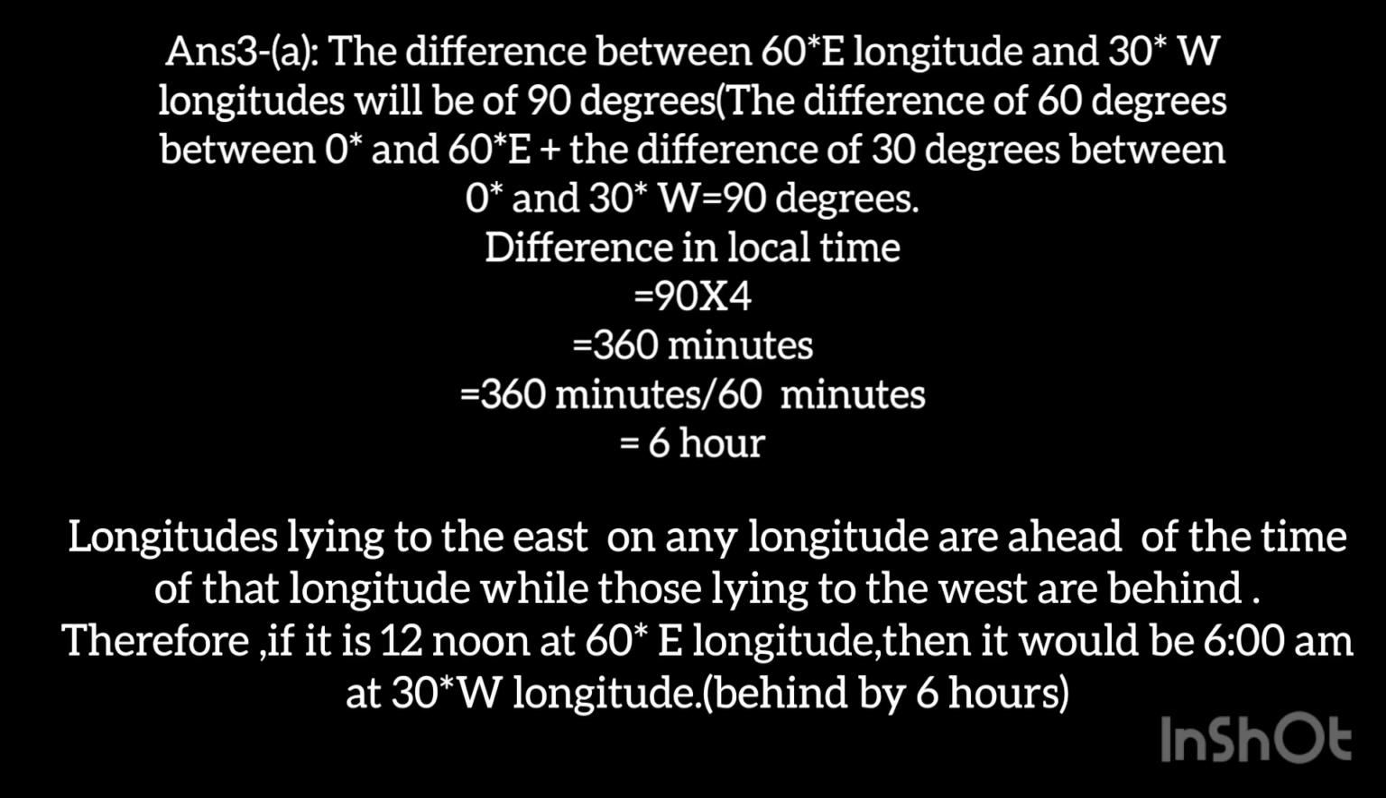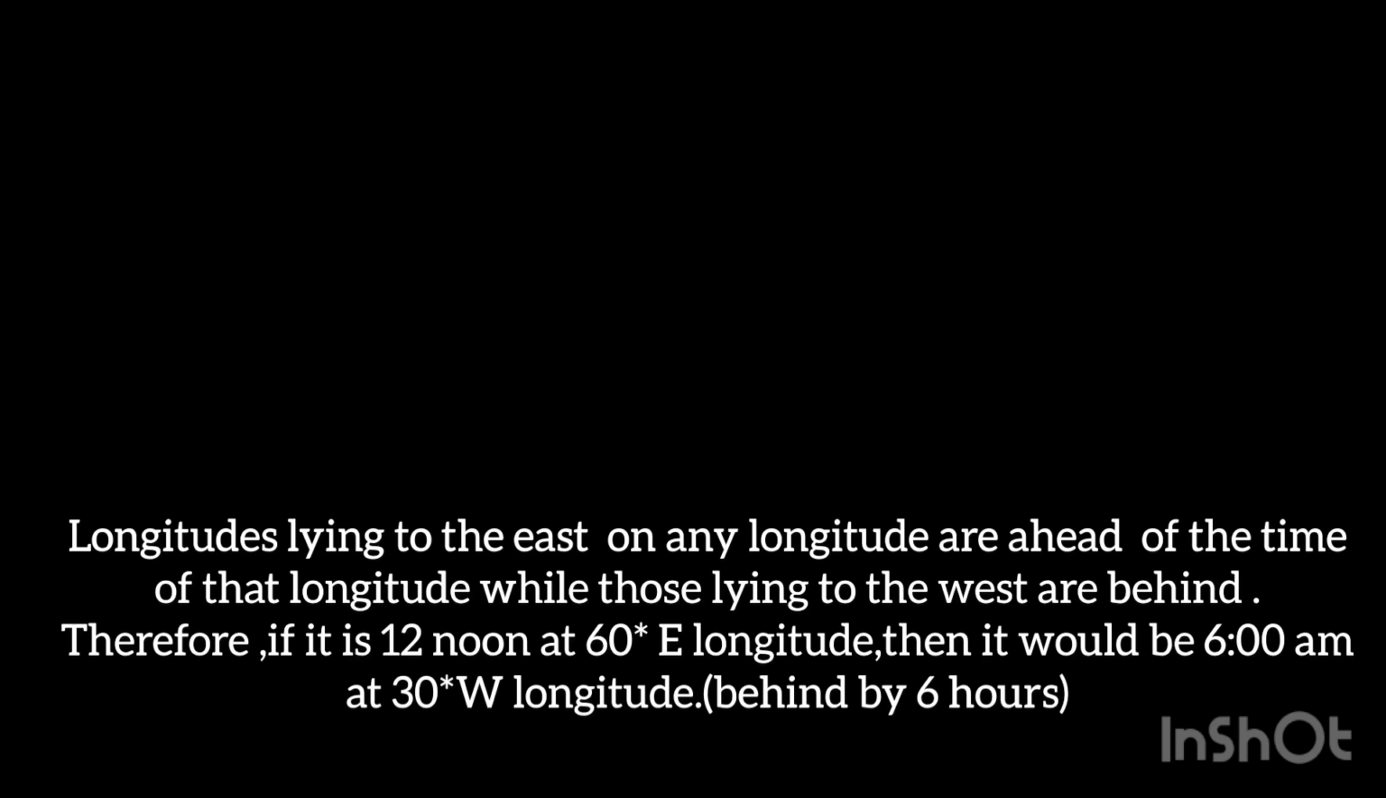Longitudes lying to the east of any longitude are ahead of the time of that longitude, while those lying to the west are behind. Therefore, if it is 12 noon at 60 degrees longitude, then it would be 6 am at 30 degree west longitude, behind by 6 hours.